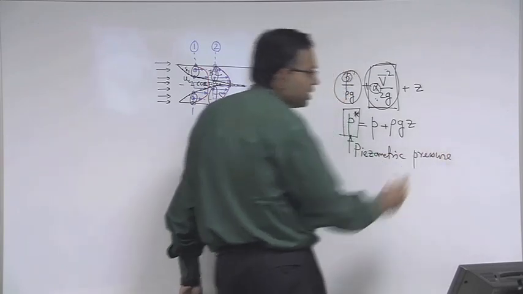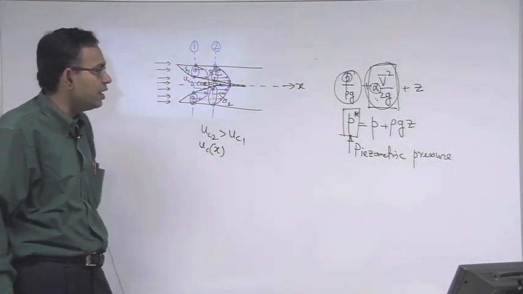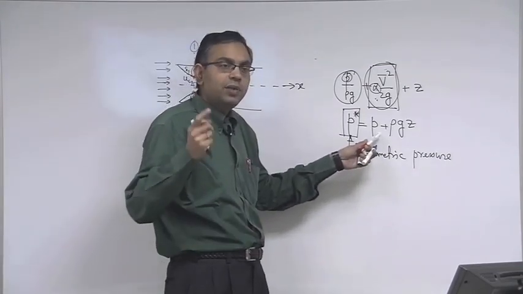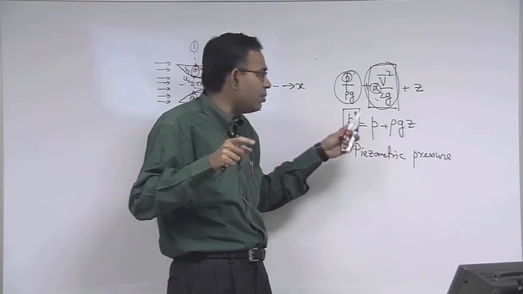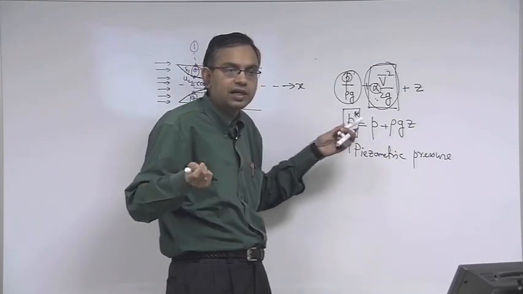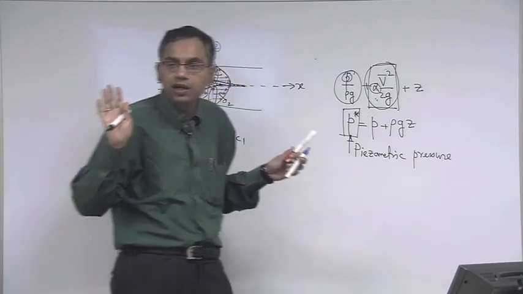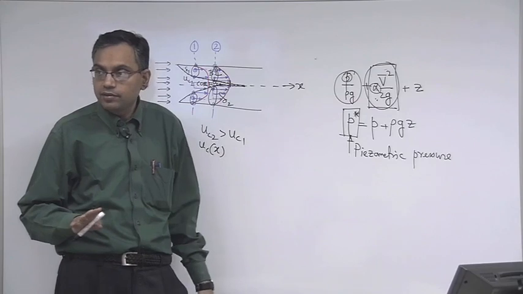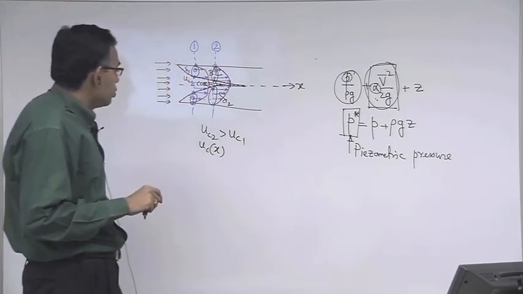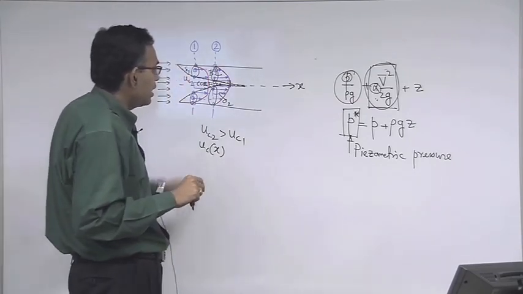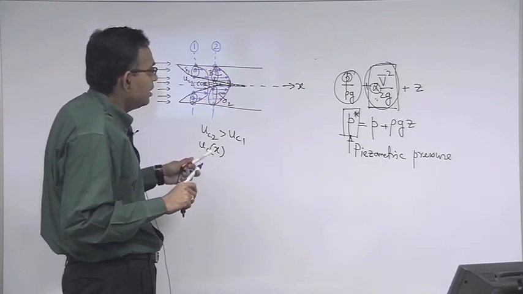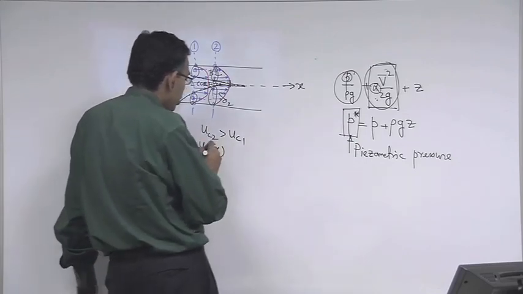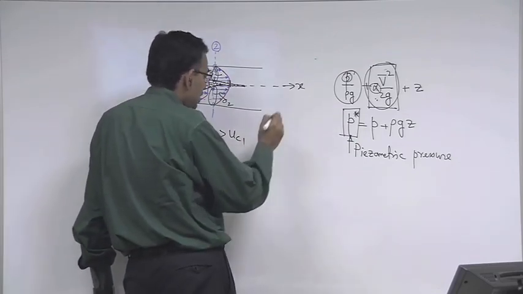In all the derivations that we will be discussing in this chapter, I will write the symbol P, but mentally you take it as P star, because every time it is difficult to write star and we may forget writing star. So, instead of that I will just write P, but assume that the rho g z is included in that P. Okay. So, now you can clearly see that the driving force is the pressure gradient, the piezometric pressure gradient in this case.